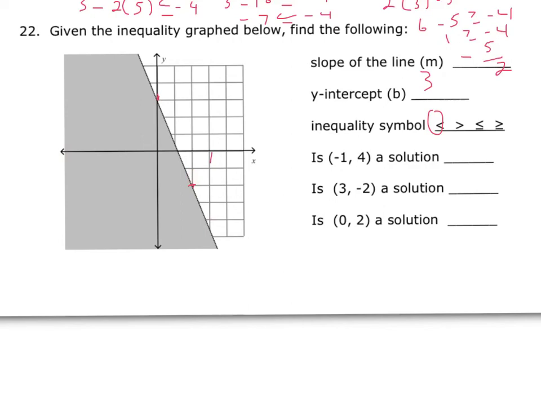Okay, so -1, 4. So -1 up 4. That's going to be right around here, right? And it looks like it is in the shaded area. So is it a solution? Yes. Is 3, -2 a solution? Well, we're going to go over 3. 1, 2, 3, and down 2. And it's in the unshaded area. So the answer to that would be no. Is 0, 2 a solution? So we're going to go 0 and up 2. And it looks like it's in the shaded area. So the answer to that is yes.